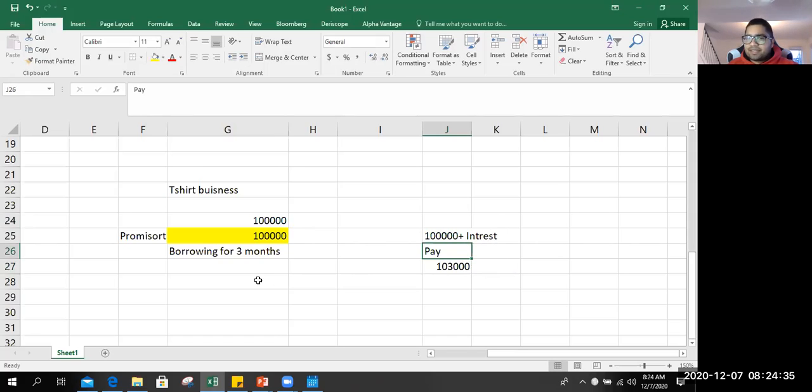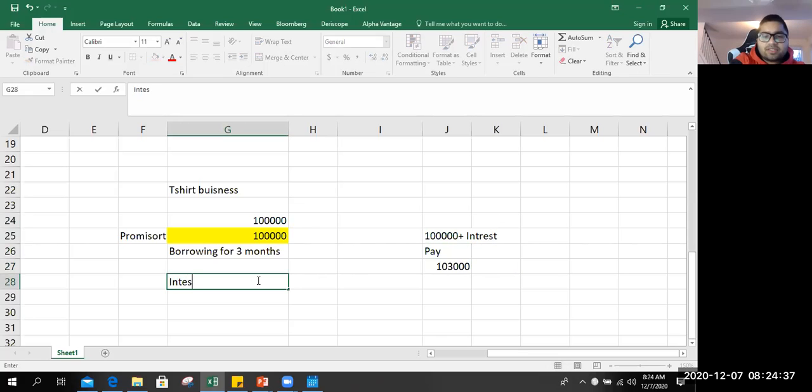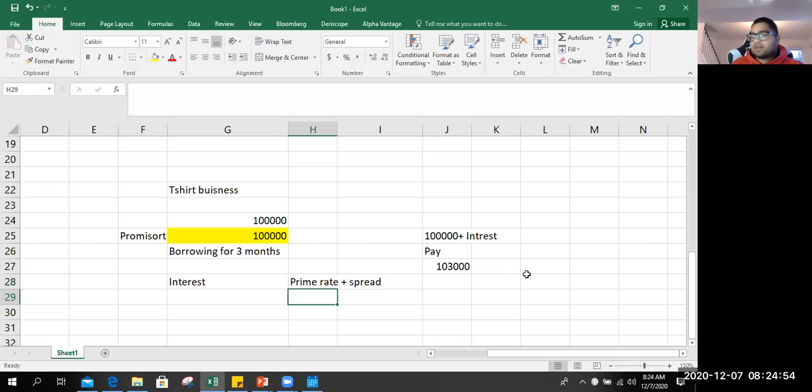Now what is this interest dependent on? Now this interest, how do banks really charge in Canada? I run a small business, so I'm aware of that. So interest is generally prime rate plus some spread. Prime rate plus some spread.